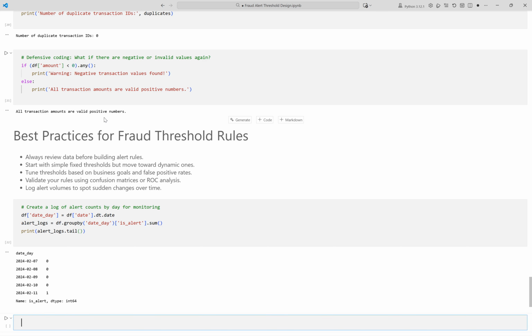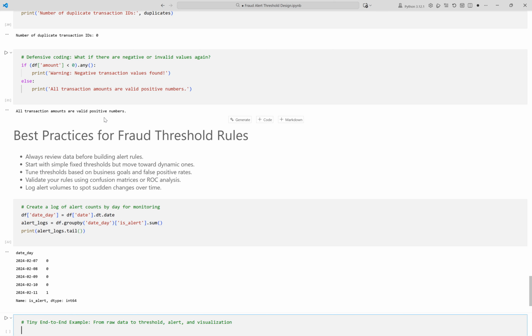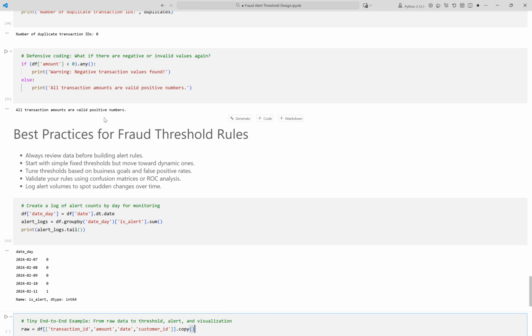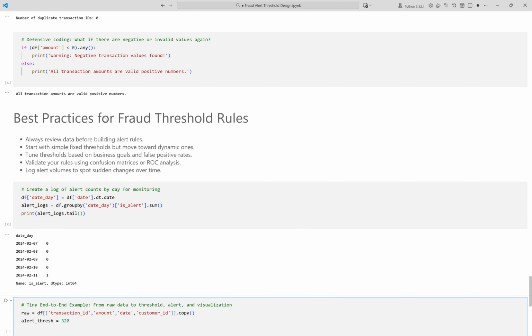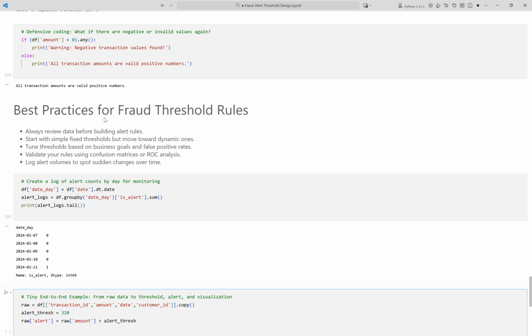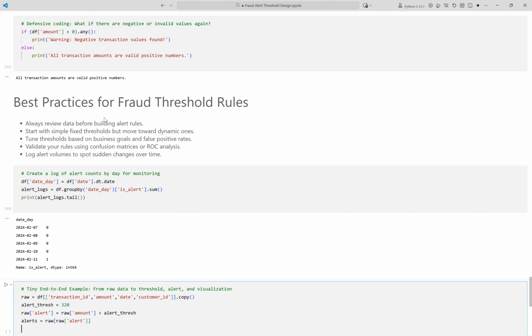We make a new data frame with transaction ID, amount, date, and customer identifier. We define an alert threshold at $320. We create an alert column based on this threshold. We select only flagged transactions for reporting. We print how many were flagged from the total for this example.